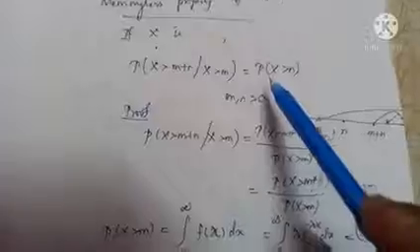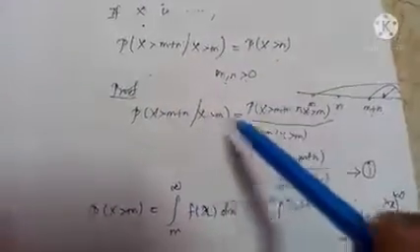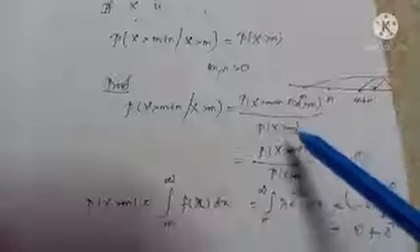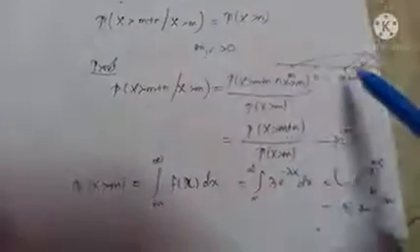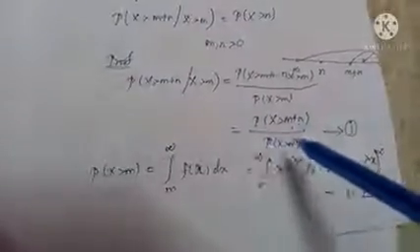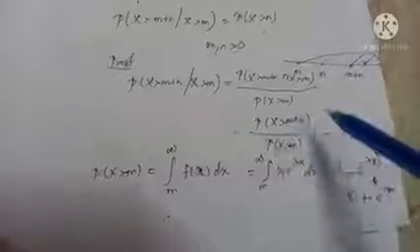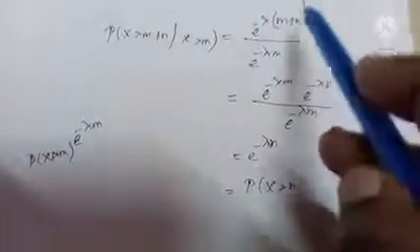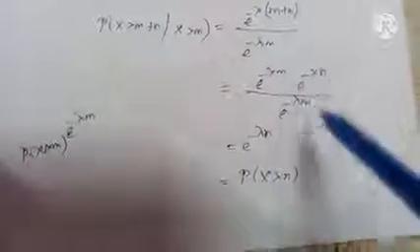Memoryless property: P of x greater than m plus n, given x greater than m, is equal to P of x greater than n, where m and n are positive integers. So when you take LHS, it is P of A given B, which is P of A intersection B by P of B. When you find the intersection between them, it is P of x greater than m plus n. Let us find the answer of the denominator. Replace m by m plus n in the answer. You will get the answer of the numerator. So I have found it is e power minus lambda m. So when I substitute, numerator is e power minus lambda into m plus n. Denominator is e power minus lambda m. Hence cancelling, P of x greater than n, which is the required answer.